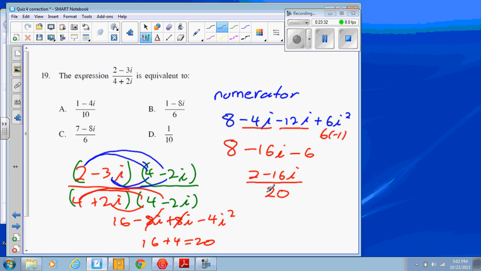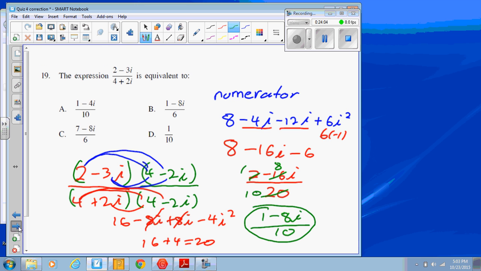To reduce this, I'm going to reduce each of these by 2. And what happens is this can be a 1, this will be an 8, and this will be a 10. So I have 1 minus 8i over 10, and I look for that, and I don't see that here because it's not there. There's no answer for this. This is the correct answer, which I apologize for. Everybody got extra credit for that anyway. So there is no answer for that up there.